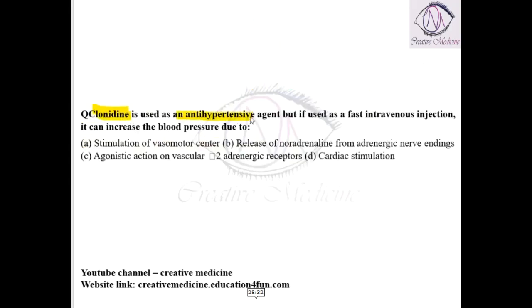Clonidine is an antihypertensive agent used for fast intravenous injection. It can increase blood pressure due to its agonistic action on vascular alpha 2 adrenergic receptors. Because of its agonistic action on vascular alpha 2 adrenergic receptors, clonidine is used as an antihypertensive agent.